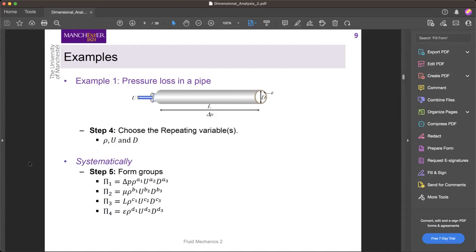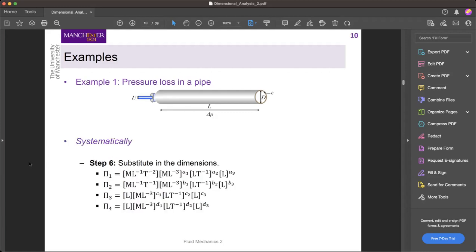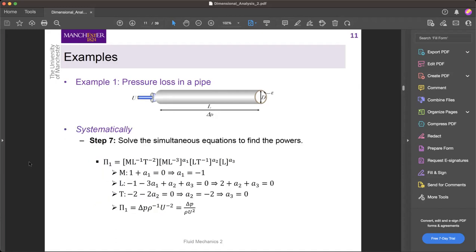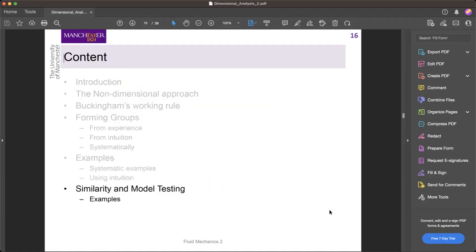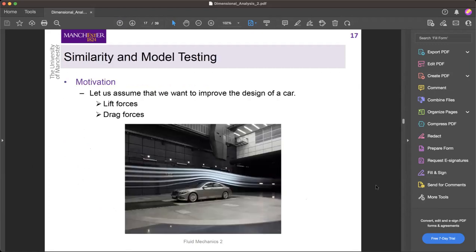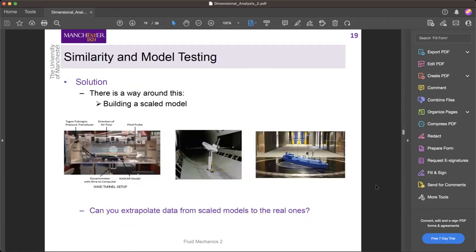We have to choose repeating and non-repeating variables. We play the same game as usual. And then, after a bit of math, we end up with this expression, where the pi group with the delta P, that is the unknown of your problem, is a function of the other pi groups. That's it. A very important thing: we do dimensional analysis for similarity and model testing.